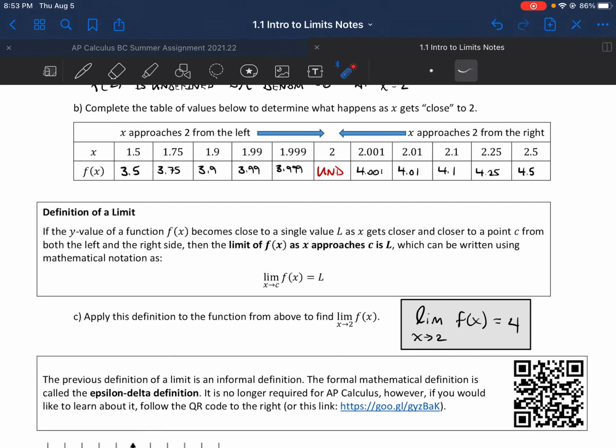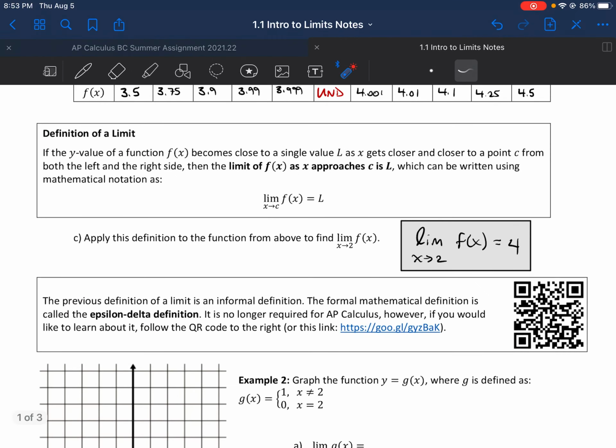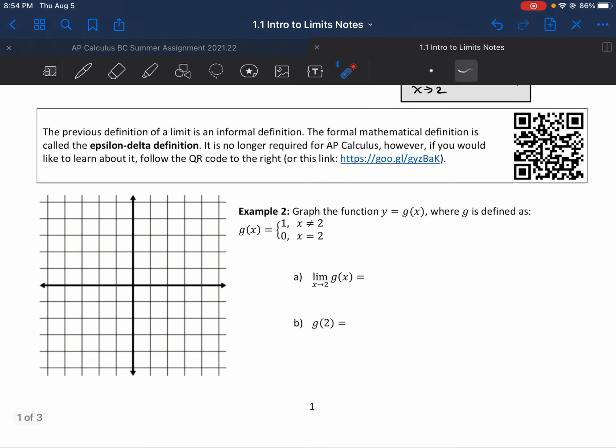Okay, now this is an informal definition of a limit. There is actually a much more rigorous mathematical definition of a limit called the epsilon delta definition. And if those of y'all go on to take some more advanced math classes in college, such as analysis, you will use the epsilon delta definition rather than this informal definition of a limit. If you want to investigate that further, check out this link or this QR code, and it'll take you to a page where you can explore the epsilon delta definition. Okay? But let's continue on with our concept of the limit.